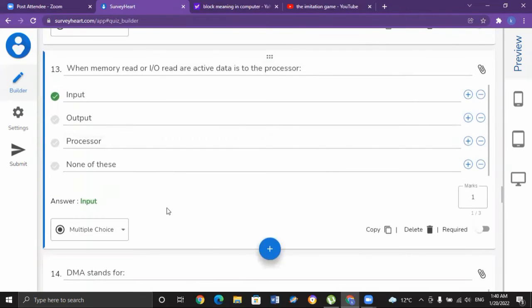When memory read or input/output read is active, data is sent to the processor. Which sort of data is sent to the processor? It is actually the input data. Option A is correct for MCQ number 13.